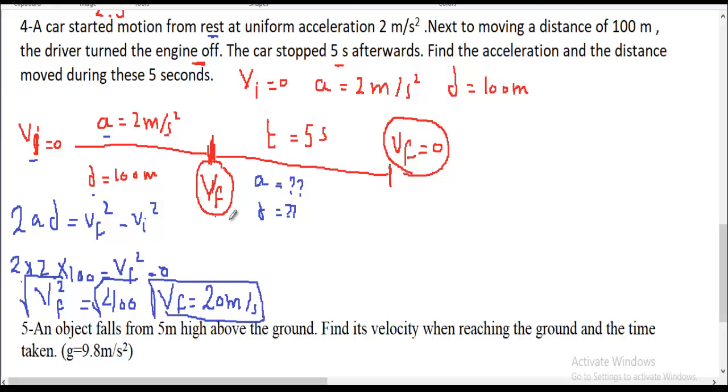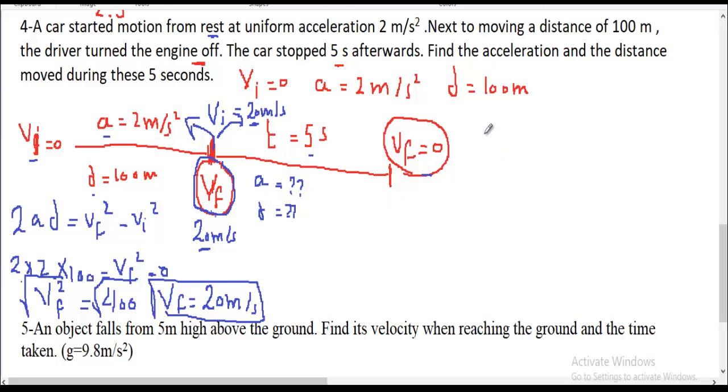So the Vf here is 20 meters per second, and at the same time the Vf for this period will be the Vi for the next period. So the Vi here is 20 meters per second. In this period we have started with 20 meters per second, the time is 5 and Vf is 0. So at this moment we can get the acceleration and displacement.